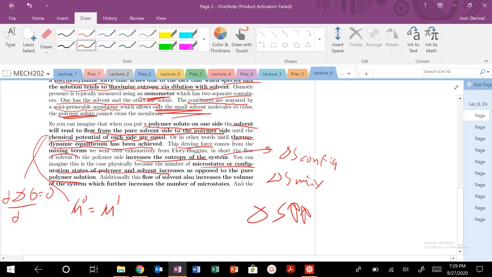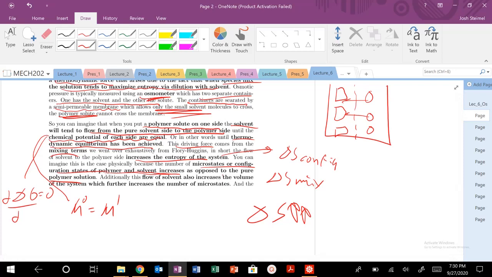It's very similar to the scenario we did for lecture 4. You have this semipermeable membrane, with particles up here and here, and then here and here and here. What's going to happen when you let these materials mix? It's going to flow over to this side because, again, we want to maximize the configurational entropy states of our system. The number of microstates of the polymer and solvent will increase as opposed to the pure solvent and the pure polymer solution. The flow of this solvent will also increase the volume of my system, which is also going to increase my number of microstates as well.